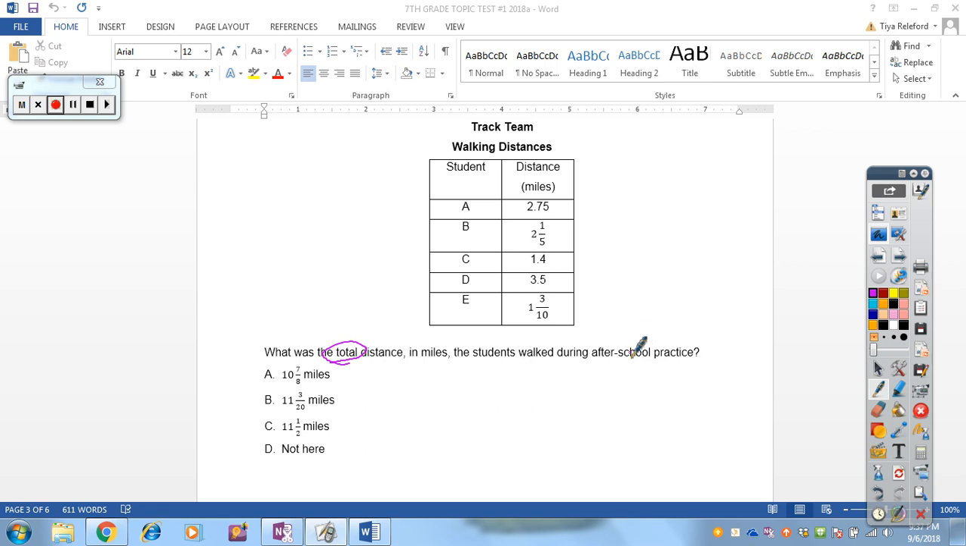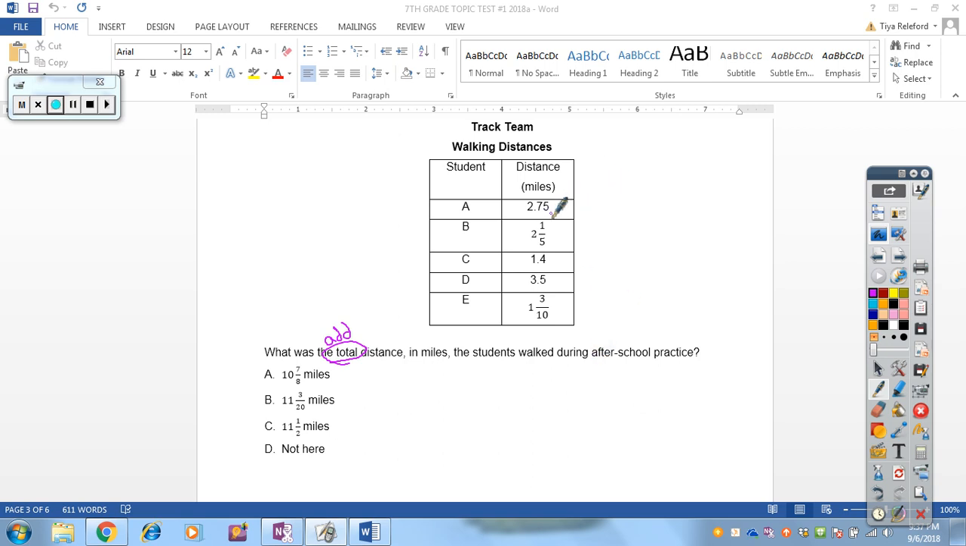So what operation is this? Total means you're going to add. And yes, you have to have that written to get any credit for corrections. Okay, total distance in miles the students walked. So we have to add all these up.